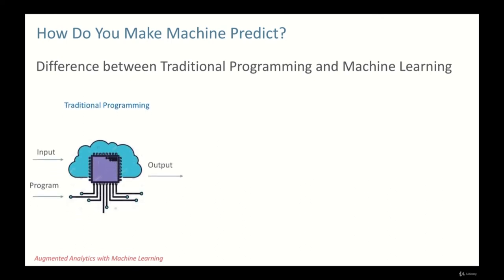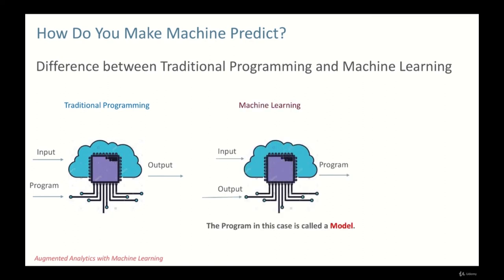Traditionally, we've been writing programs to take input data and then produce output by manipulating that data. In a machine learning environment, we take the inputs as well as the output to understand the behavior of the output based on the input parameters, and create a program which is trained on the input and output behavior of historical data. The output of machine learning programming is typically called a model. And that model can then be used to produce the predictive data.